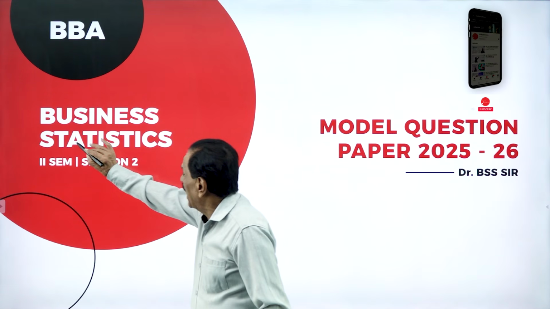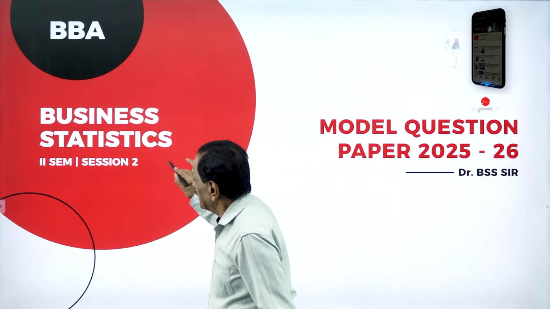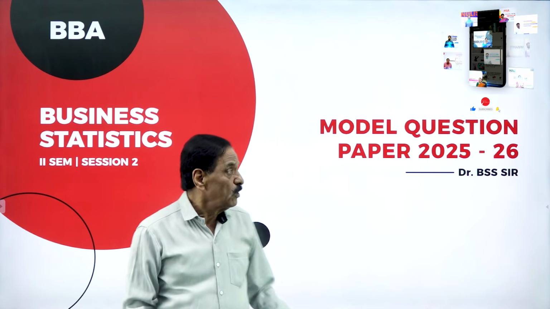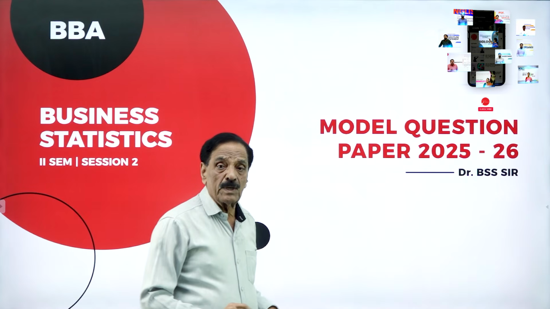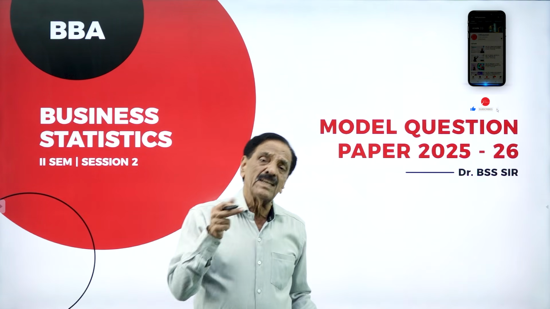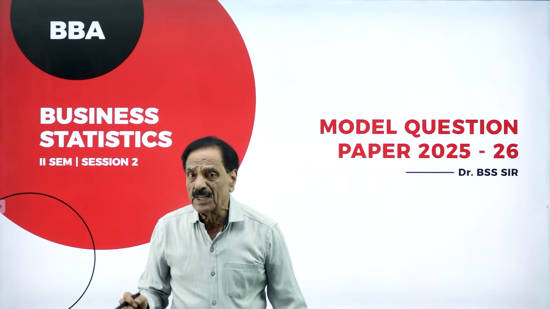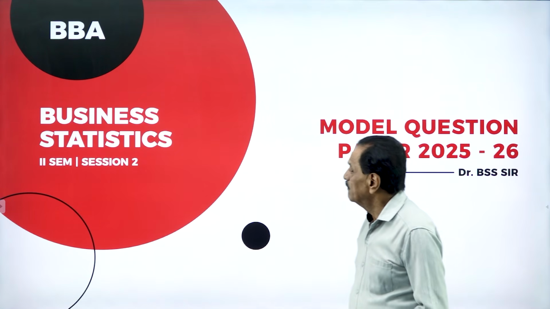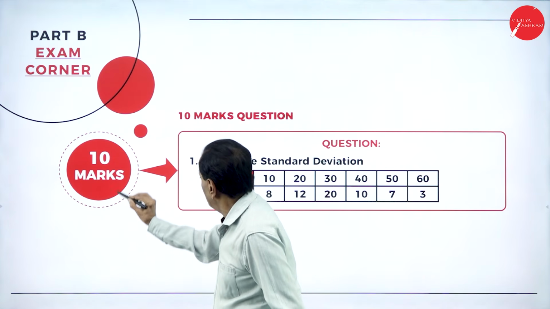In this session, I am going to cover Business Statistics, Second Semester, Session 2, in favor of the Model Question Paper. Last session, we did the 5 marks questions. This session, we are going to solve 10 marks questions. We'll move on. Part B, Exam Corner, 10 marks.